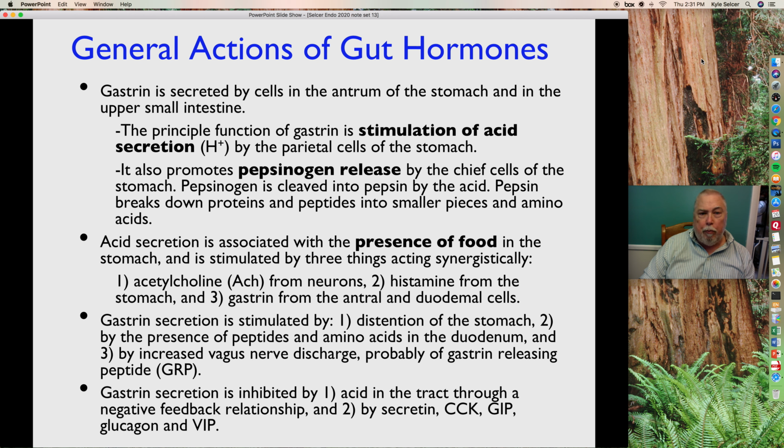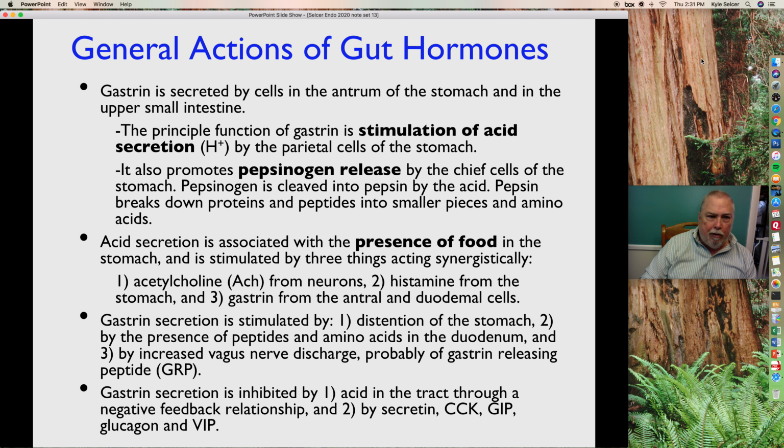It also promotes pepsinogen release by chief cells. So parietal cells make acid, chief cells make pepsinogen. Pepsinogen is cleaved into pepsin by the acid. So pepsin then goes on as an enzyme to break down proteins and peptides into smaller pieces and amino acids in the stomach. You start digestion basically with bicarbonate and amylase in your mouth and chewing. It goes down to the stomach, so it's pretty crude.